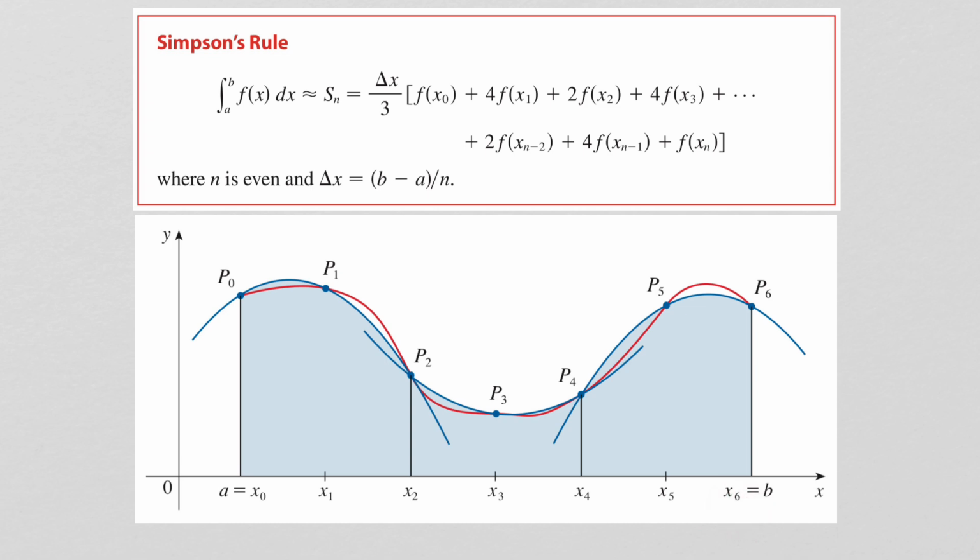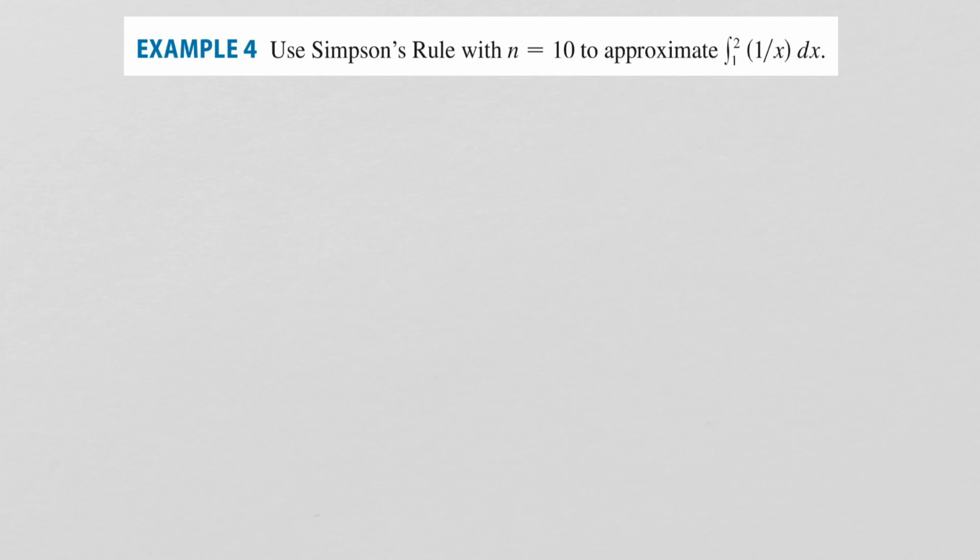Let's take a look at an example. Let's use Simpson's rule with n equals 10 to approximate the integral from 1 to 2 of 1 over x dx. And so this is the same integral that we approximated earlier.